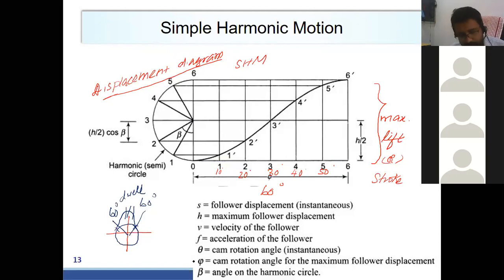Understand? So this is just a lift. The lift is happening over this span. After that, if there is a flat surface above, there will be a dwell for some period. Then you will have a fall. Again it has to fall. For the fall, what degree should it take? For making the follower fall, what degree should it take?